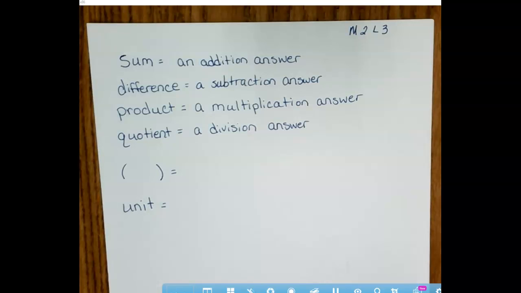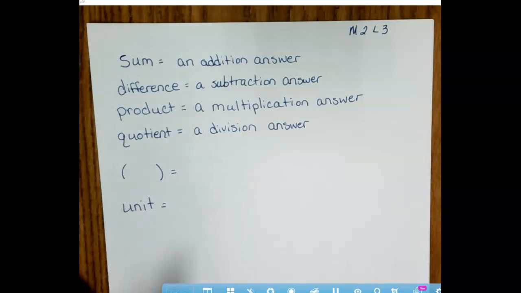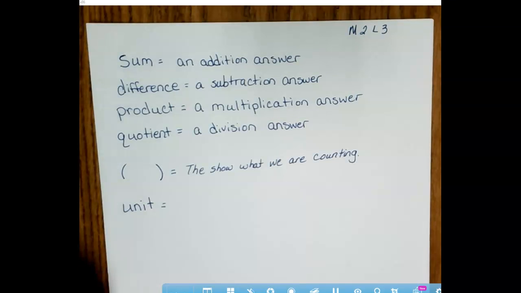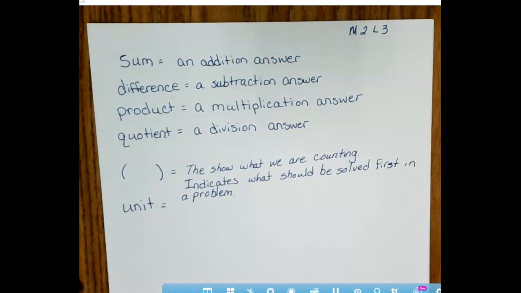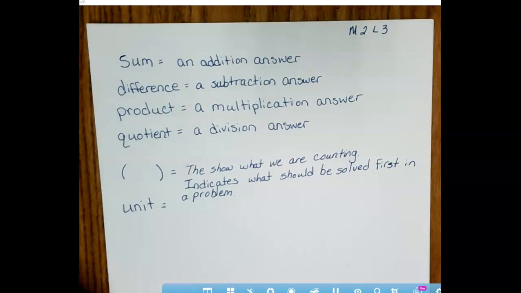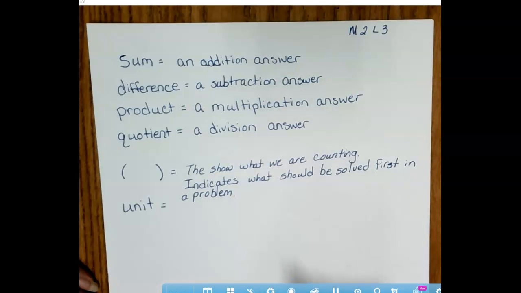So another thing that we're going to see in order of operation problems are the use of parentheses. And parentheses are used for a couple of reasons. One is they show what we are counting. Another reason that they're used is to show what is solved first in the problem. When you are solving a problem that has many steps in it, they have to be done in a certain order. Parentheses are the things that are done first. So a unit, as referred to in our Zearn lesson, is what is in the parentheses.